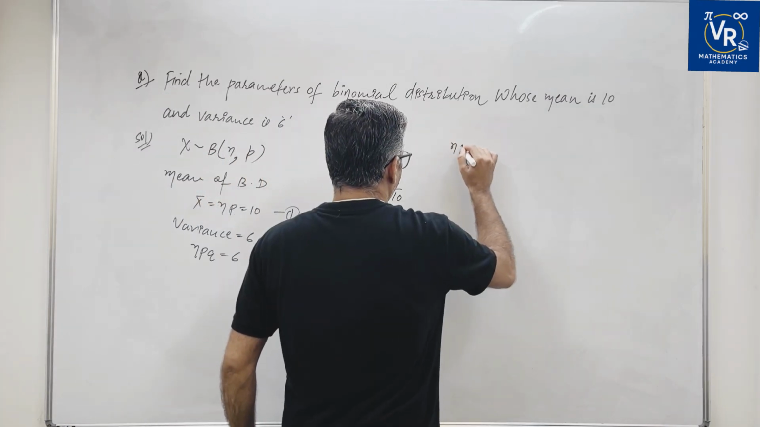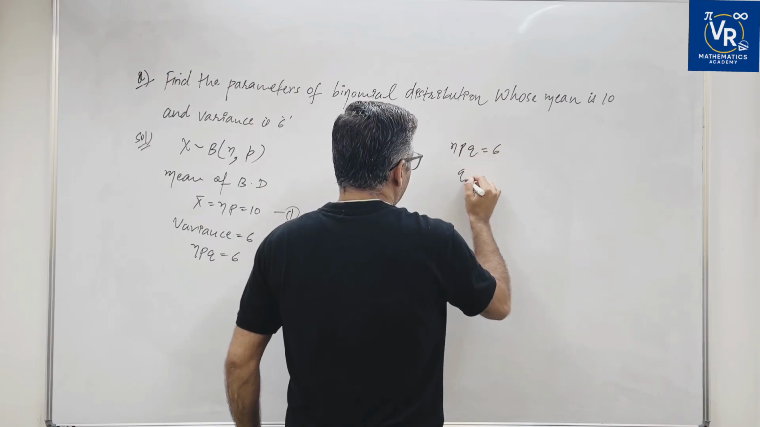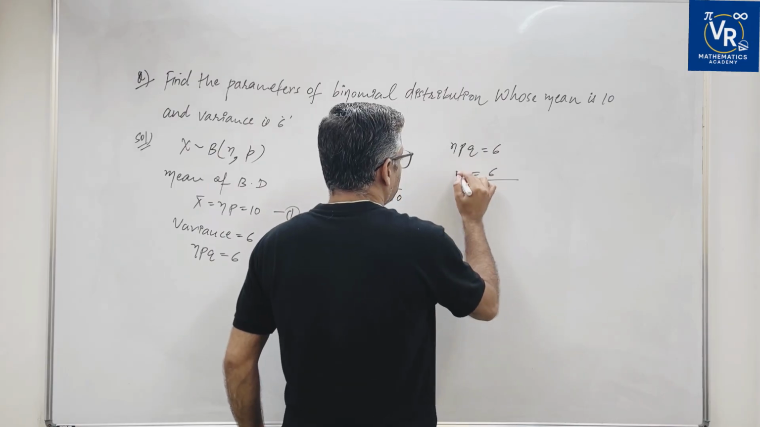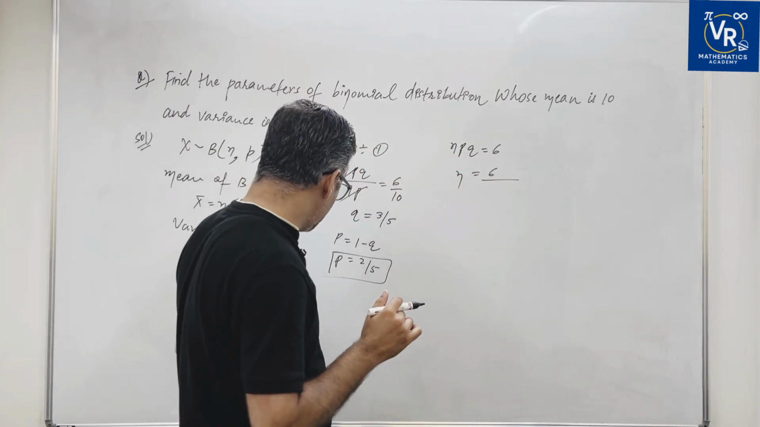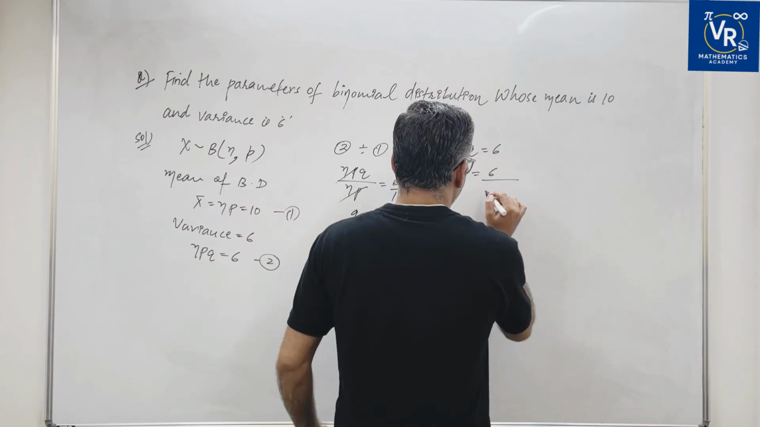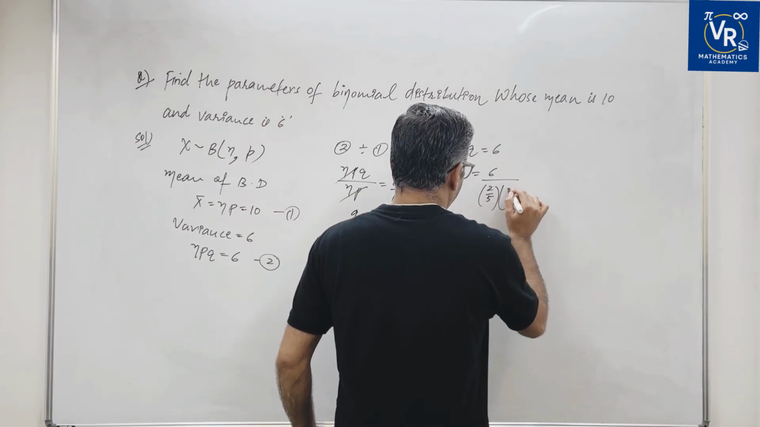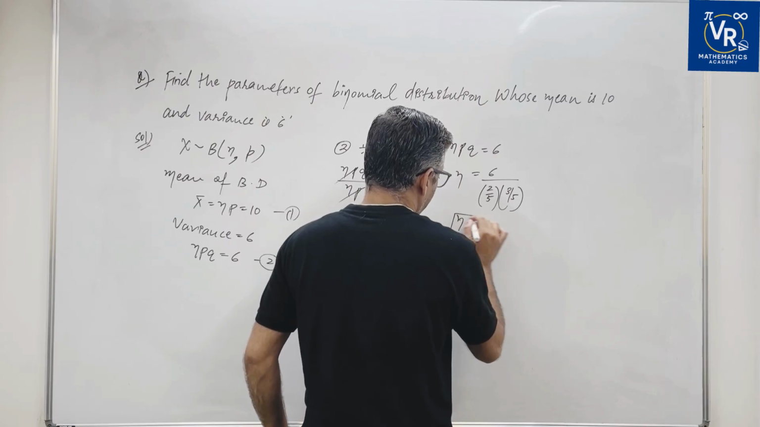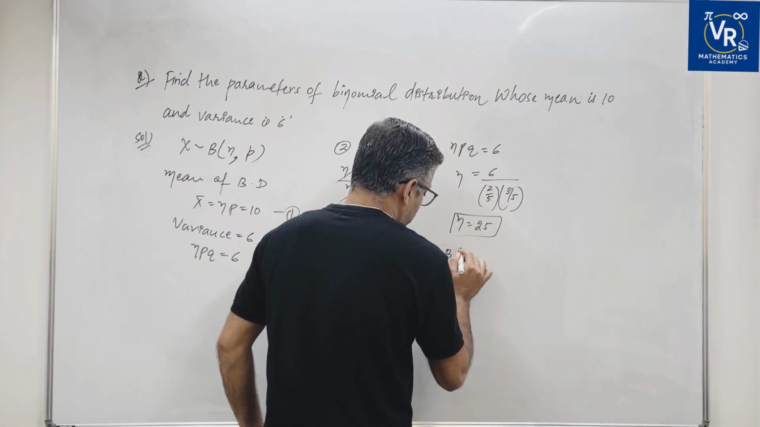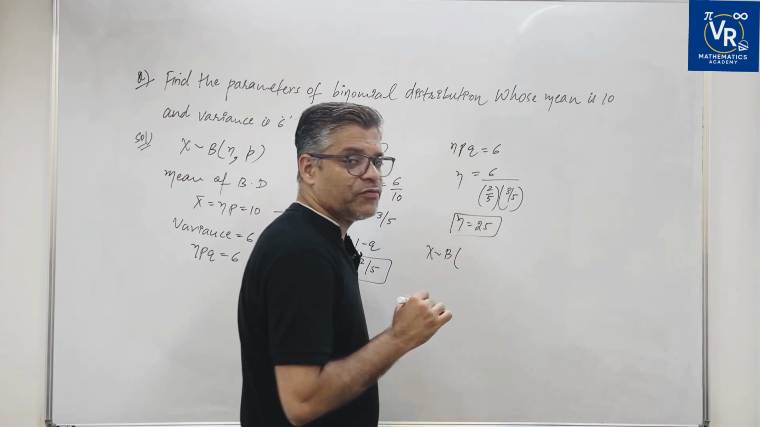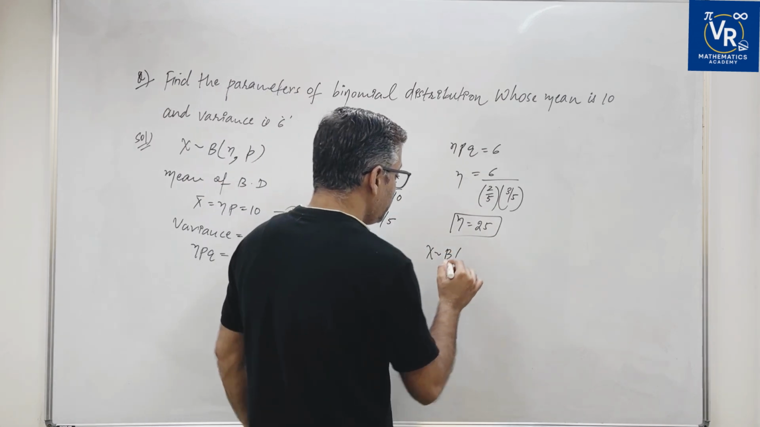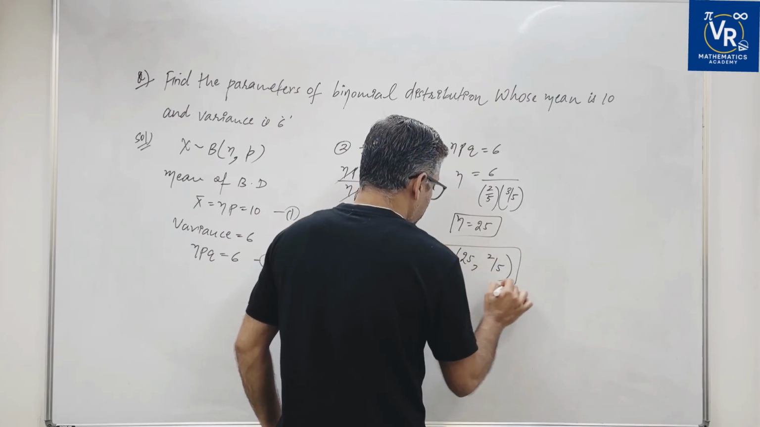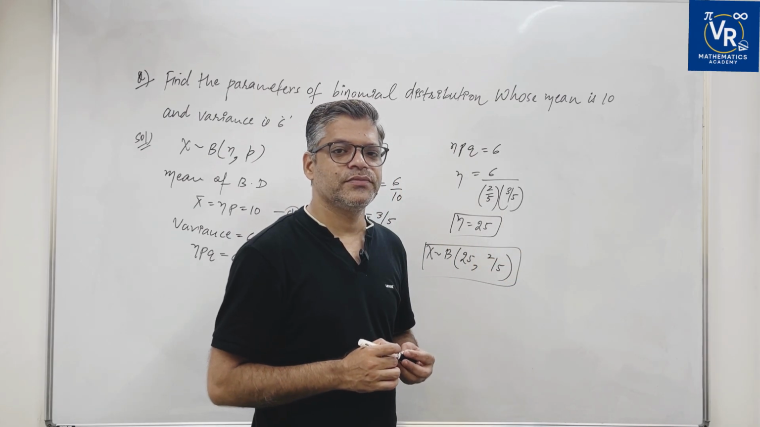Since npq is equal to 6, n can be written as 6 upon pq, that is 6 upon 2 by 5 times 3 by 5. That n will be equal to 25. So we have to find the binomial parameters, and it will be 25, comma 2 by 5. So that is the binomial variate.